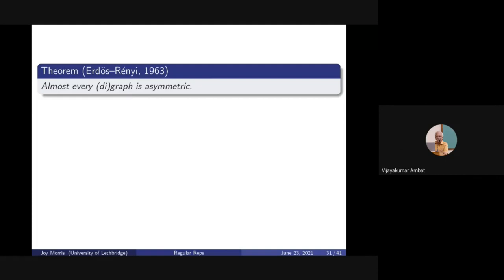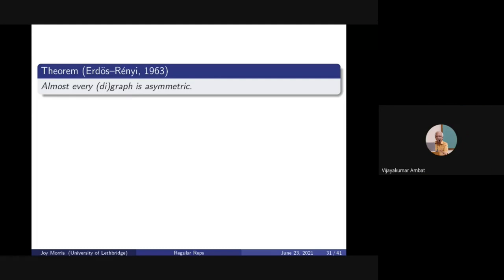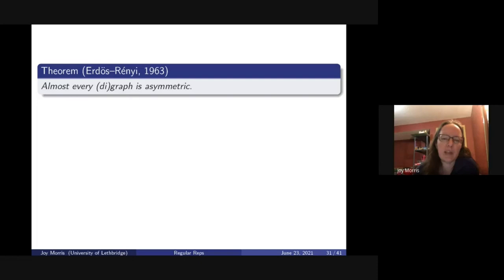Can you give some more information on this identity graph? Identity trees or something? Any references? I'm not sure what you're asking, sorry. The automorphism group is only the identity. Yeah, exactly. Joy, when you say almost every, this is sort of an asymptotic result, is it? Yes, it is. Basically, as the number of vertices tends to infinity, the proportion of graphs or digraphs on that number of vertices that have no automorphisms tends to one.